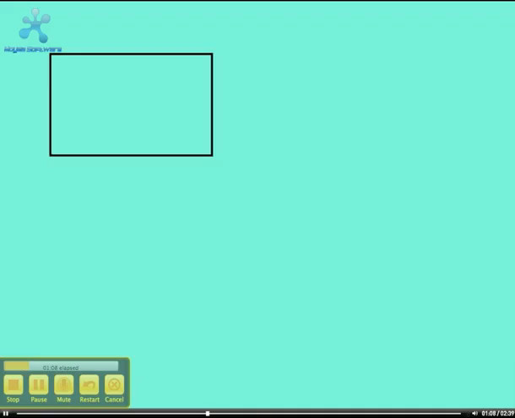then there's the area of a rectangle, and this is the area is equal to the base times the height. So say the base is 5 and the height is 10, then you multiply those together to get the area, and that would equal 50.